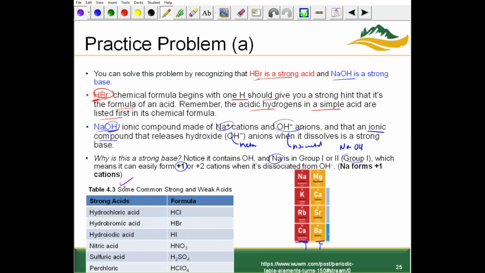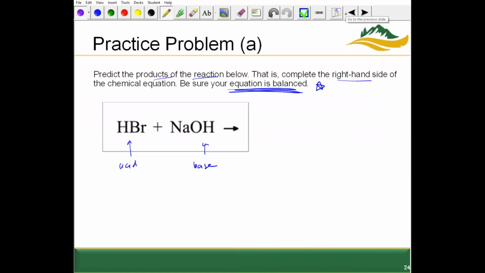This is table 4.3 that, again, you'll have memorized, or get used to seeing these formulas, or have written on your note card. So HBr shows up here. This is called hydrobromic acid. This is a strong acid. Because we know they are strong acids and strong bases, now that we know the strength, we can start to associate that HBr will dissociate into H+ and Br-. NaOH will dissociate fully into Na+ and OH-.